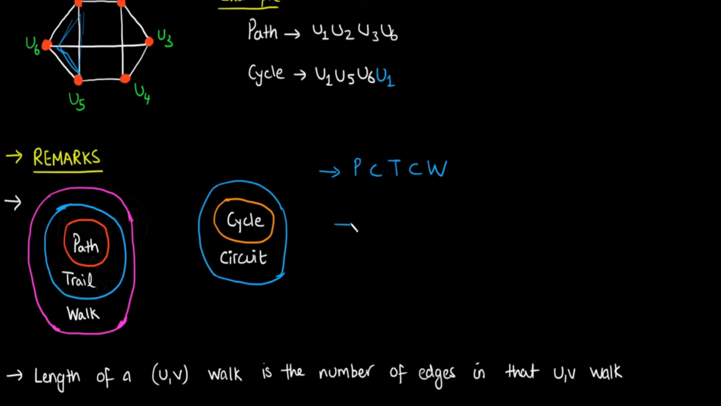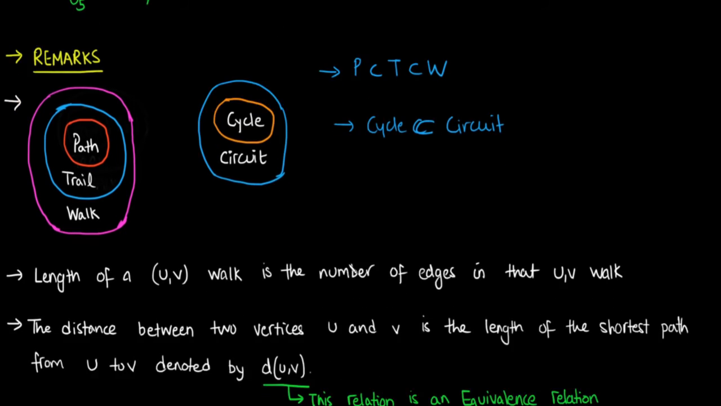Your second diagram means that every cycle is a circuit, because it's a subset of a circuit, but every circuit need not be a cycle. That's what it means.